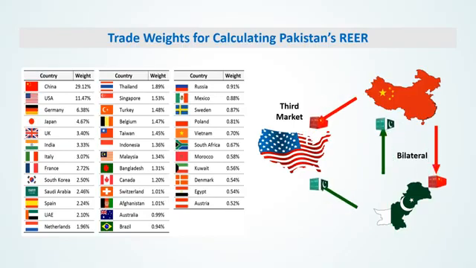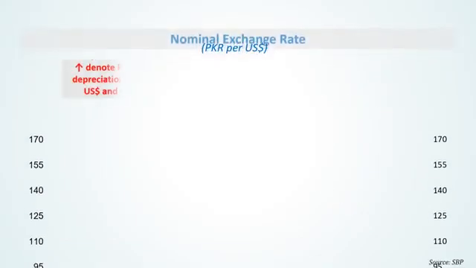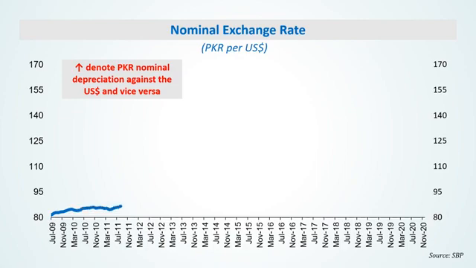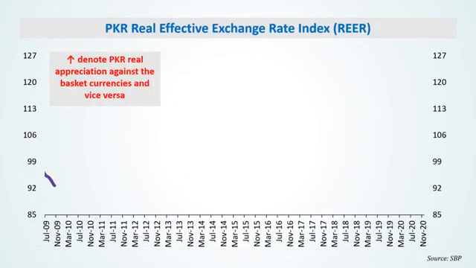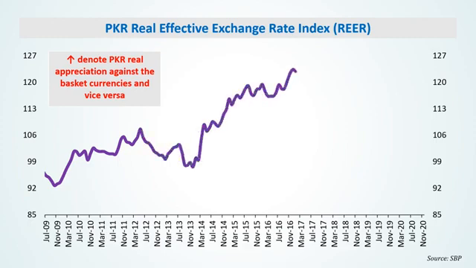Before moving on to interpretation of the REER, let's recall that in the bilateral exchange rate of PKR and US dollar, an increase in value means a depreciation of PKR, as more PKR are now required to buy 1 US dollar. However, since the REER index is calculated by defining exchange rate in terms of domestic currency, an increase in the REER index means real appreciation of local currency against the basket of trading partners and competitors' currencies, and vice versa.